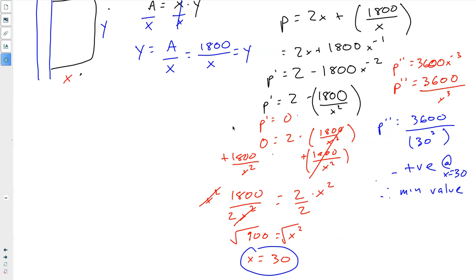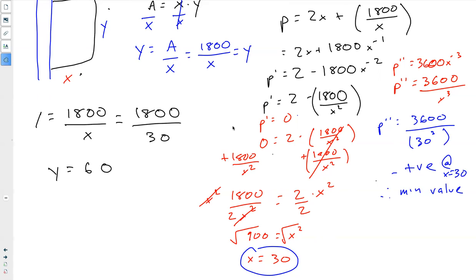So we set up here y is equal to 1,800 divided by x. And our x is 30, so 1,800 divided by 30 gives us a y value equal to 60. Okay, these units are in meters, so include your units here, and x is equal to 30 meters.